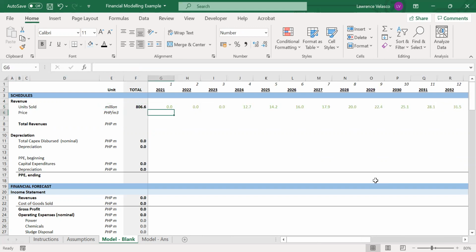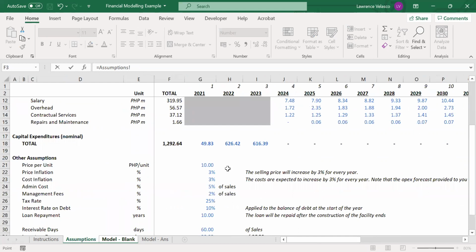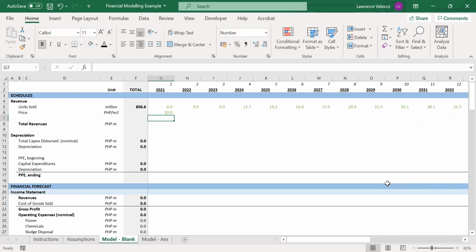Next, price. Okay? You know the price in 2021, right? The price in 2021 is given here, 10 pesos. However, you don't know the price of 2022. Why? You still have to apply inflation. How do you apply inflation? The prior year times 1 plus inflation gives you the current year prices.